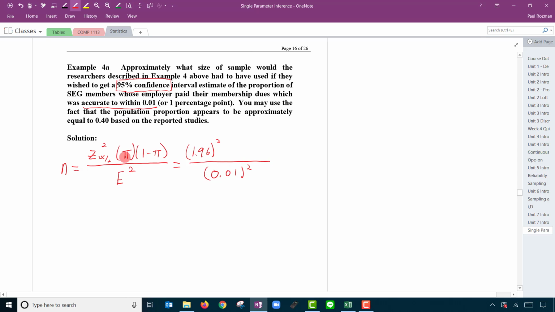And now, what should I put for pi? I don't know what pi is. It's the whole point of doing the exercise. But maybe you know from some other sources, like maybe the American Mathematical Society has some good data and they know the percentage of employers who pay membership dues. Or maybe there's some other geological society where they know something about the percentage. So suppose in this case we know that from other studies, it's estimated to be around 40%. Then we can just use that and hope for the best.